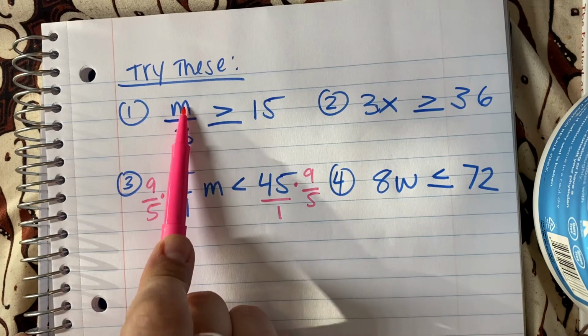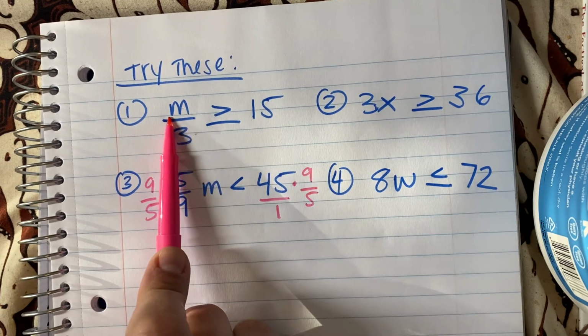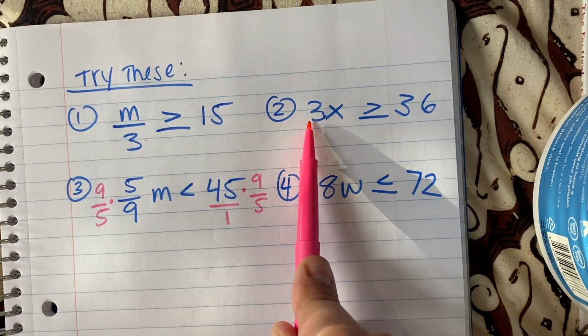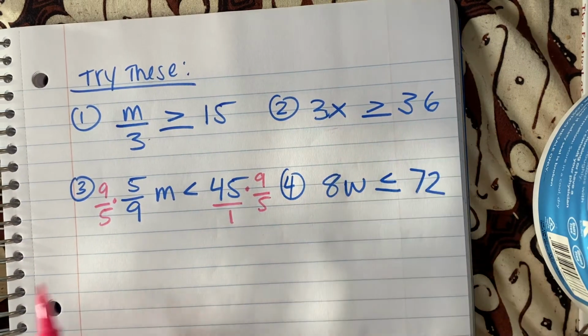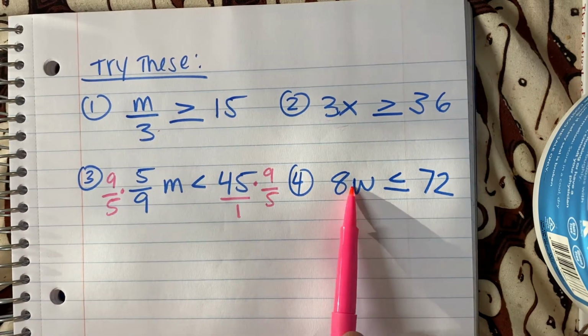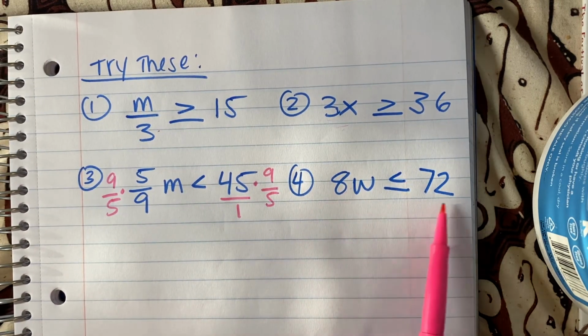Think about what's the inverse of dividing by 3? Multiply both sides by 3. What's the inverse of multiplying by 3? Dividing by 3, both sides. Okay, we already helped you here. And finally, number 4, what's the inverse of multiplying by 8? We're going to divide by 8.